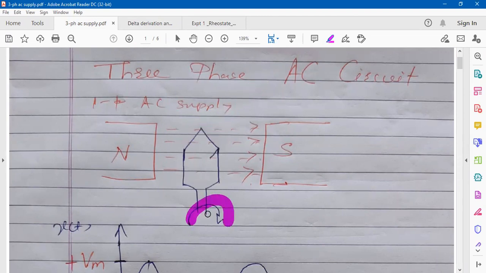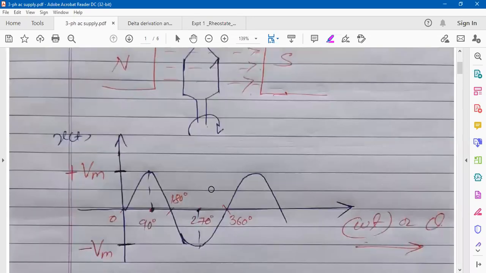You are rotating it, nothing but you are giving mechanical input to it. As you go on rotating it, an induced EMF gets induced in that coil. This one we have seen in second unit, isn't it? Its expression is Vm sine of omega t. So this one is the single coil. Like this, you use 3 coils.